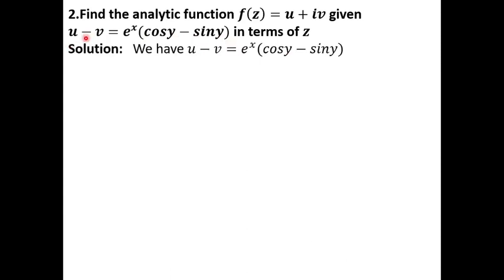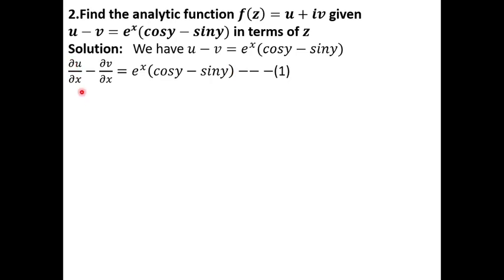What is the given function? u minus v is equal to e power x into cos y minus sin y. Now differentiate this equation with respect to x and also with respect to y, because to construct the analytic function, first we have to find f dash z. What is f dash z? f dash z is nothing but dou u by dou x plus i into dou v by dou x. Therefore we differentiate with respect to x and also y, because we are finding dou u by dou x and dou v by dou x.